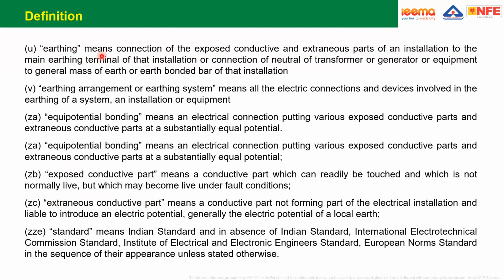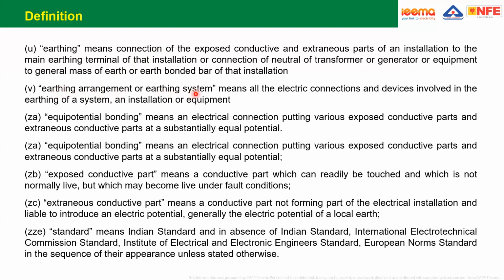So this definition is going to have a major change in our life, or in the practices of electrical installation. I will explain it later. Then, or connection of neutral of transformer or generator or equipment to general mass of earth or earth bonded bar of that installation. For example, general mass of earth is also written here. If you have a transformer which is for public electricity distribution, then you have to connect to the general mass of earth. If it is an industrial premise, then you have to connect to the earth bonding bar. So basically, this is a big change in the definition.